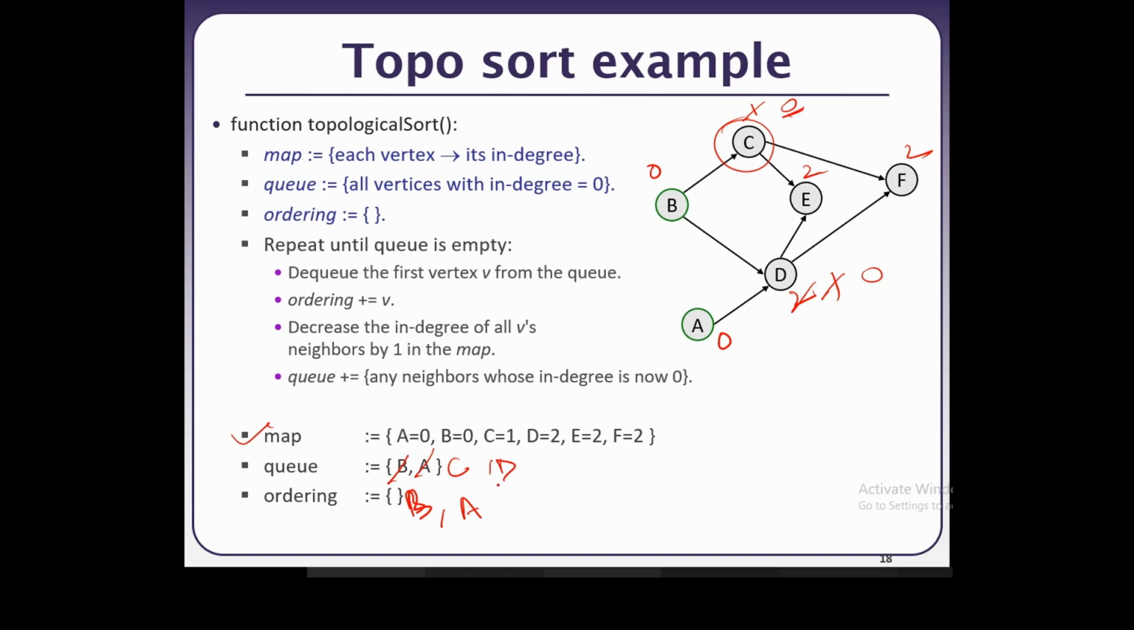Now which node will be deleted from the queue? C will be deleted from the queue. C will be here, and the in-degree of the neighbor node of C, who is the neighbor node of C?